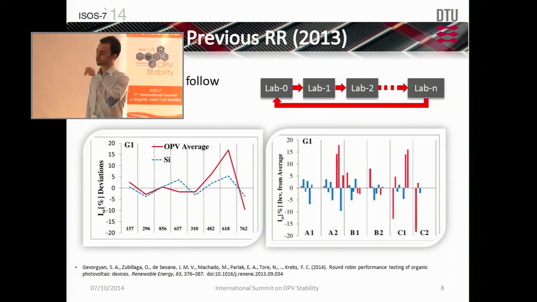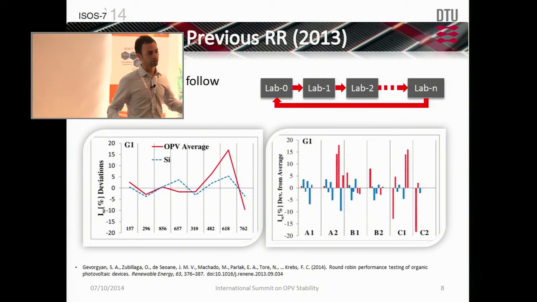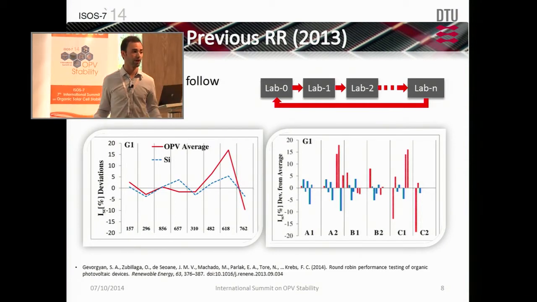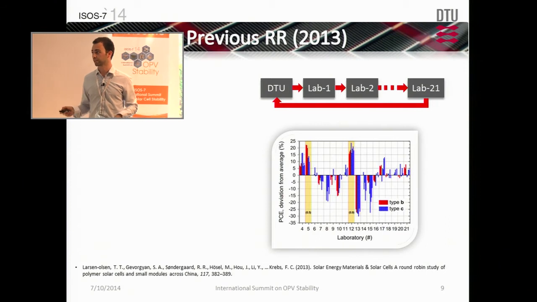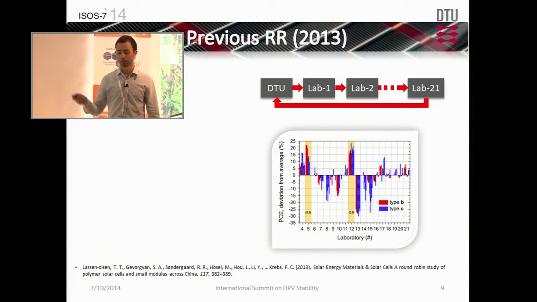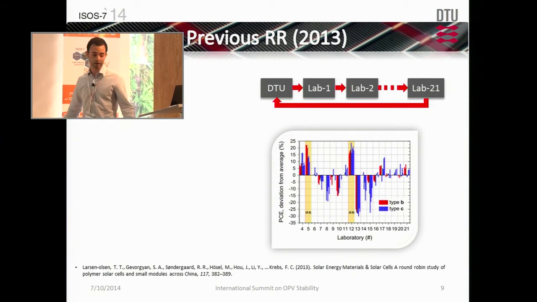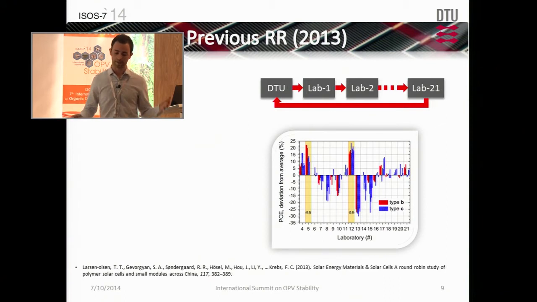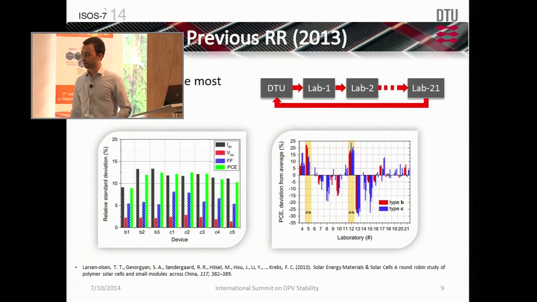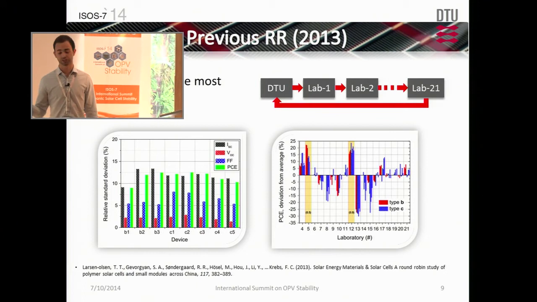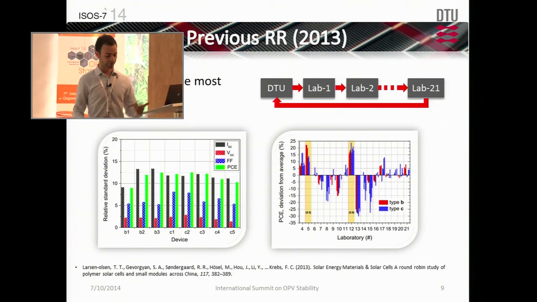So the next step was to make sure that this variation was not because of the operator making the measurement, but was something intrinsic to the equipment or the protocols. So this round robin in 2013 was done by the same operator who traveled among 21 different labs in China. And you can see that the deviation was still very high. So this proved that it's more important to have the right equipment and to follow the protocol. Another finding in this study was that short circuit current was the parameter that was affecting, for the most part, the power conversion efficiency variation.